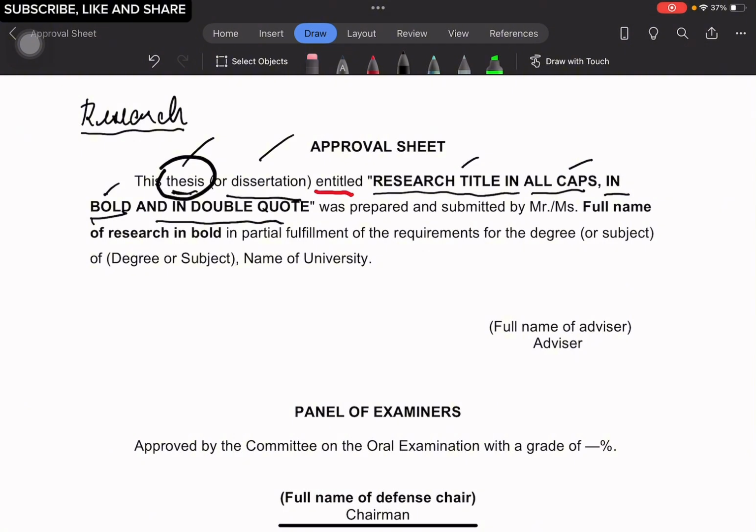Okay? Then the next part is again constant, was prepared and submitted by either Mr. or Miss, and then the full name of the researcher, and then it should be written in bold. Again, this part is considered constant: in partial fulfillment of the requirements for the degree or subject. So this part should be considered as a variable. Requirements for the, okay, this part can either be considered as degree or subject.